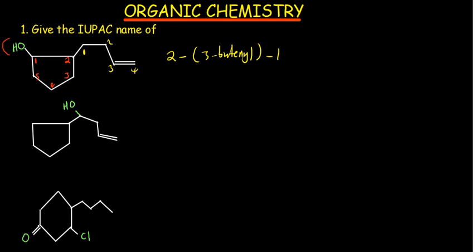And then at position number 1, we have got a functional group of an alcohol, and it is in a cyclopentane. So I'll remove the E and put OL, so cyclopentanol. So that is the name.